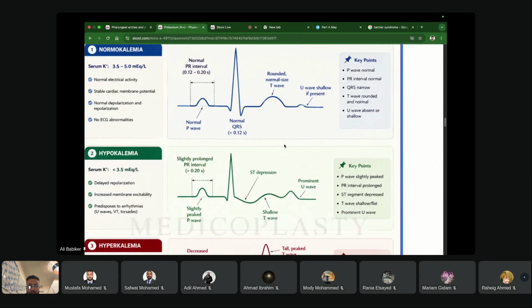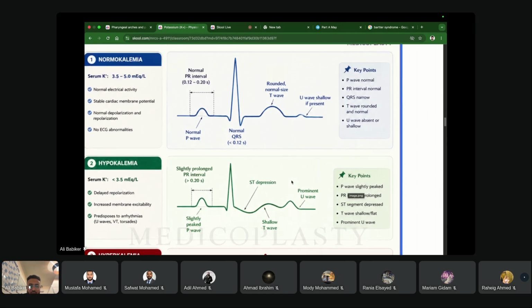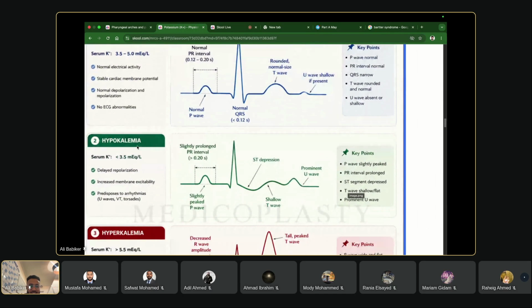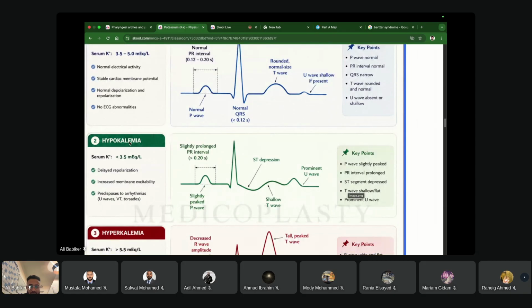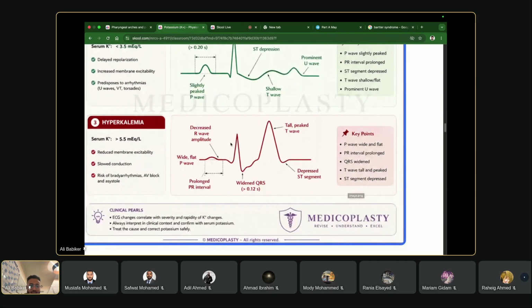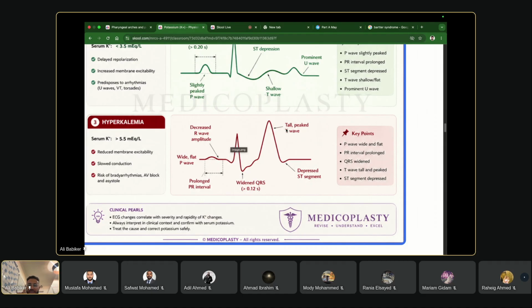So as you can see, all the images, we put our signature on them. This is normokalemia, meaning normal potassium. Here you have the hypokalemia: slightly big P wave, ST depression, shallow T wave, and prominent U wave. Here the hyperkalemia, which we'll come to in a second: prolonged PR, widened QRS, depressed ST, and tall peaked T wave. If you ask me what I should remember, I will say remember one thing.